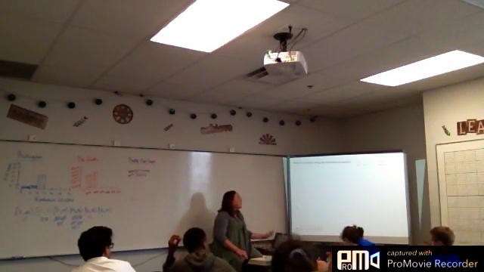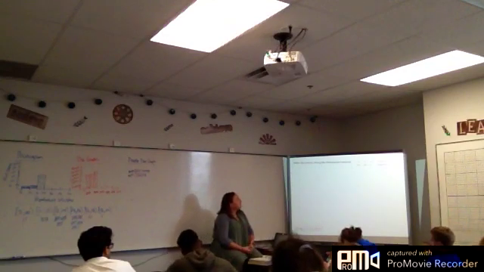So let's take a look at this. I have 3x minus 7y equals 10, and I have 6x minus 8y equals 8.